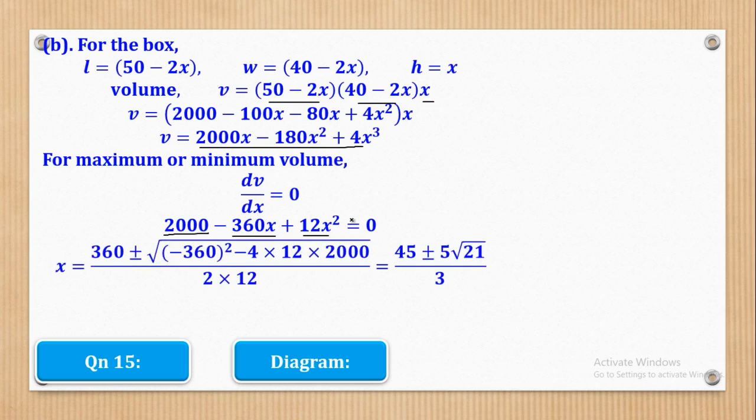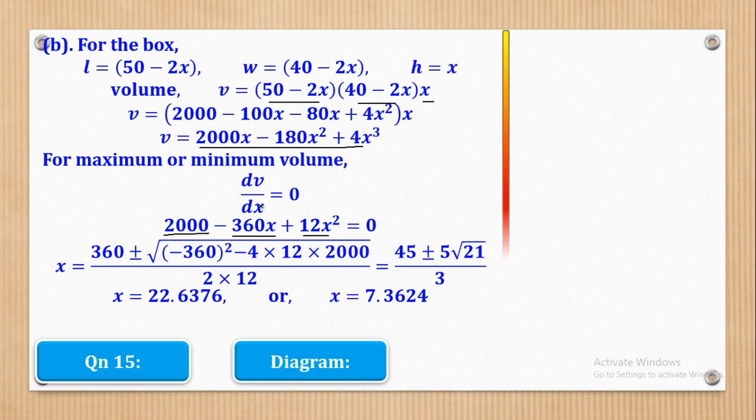Now this is a quadratic, and I can use the quadratic formula method to come up with the values of x. So either x is equal to 22.6376 or x is equal to 7.3624. So before I go to the next slide, let's first see how much we have got in this part.